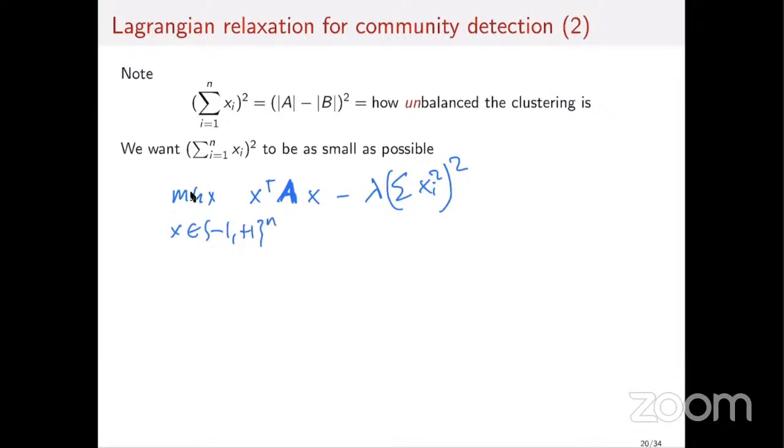So this achieves a trade-off between my two requirements: that I want the edges within the same community to be much greater than the edges across different communities, which is the first requirement, and the second requirement about being balanced. Lambda measures this trade-off. How do I trade off between these two requirements?